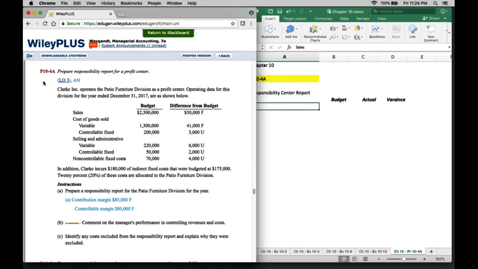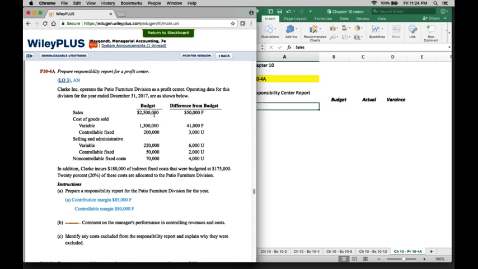In problem 10-4A, we are looking at a responsibility report for a profit center. Here we have a company that has a patio furniture division, which is set up as a profit center. Operating data for this division for the year ended December 31st, 2017 is as follows.